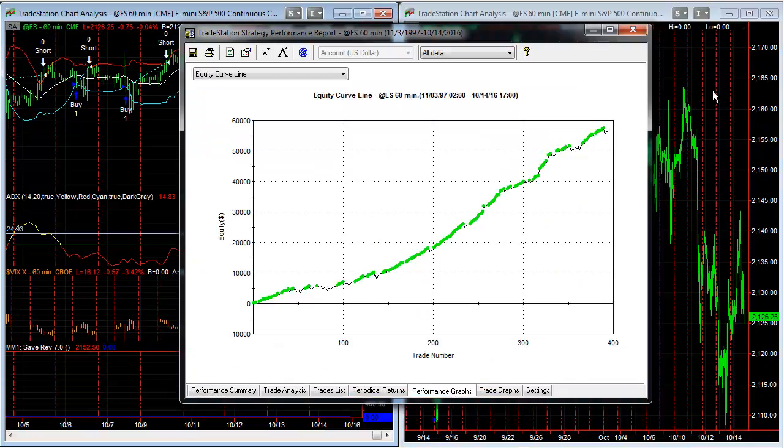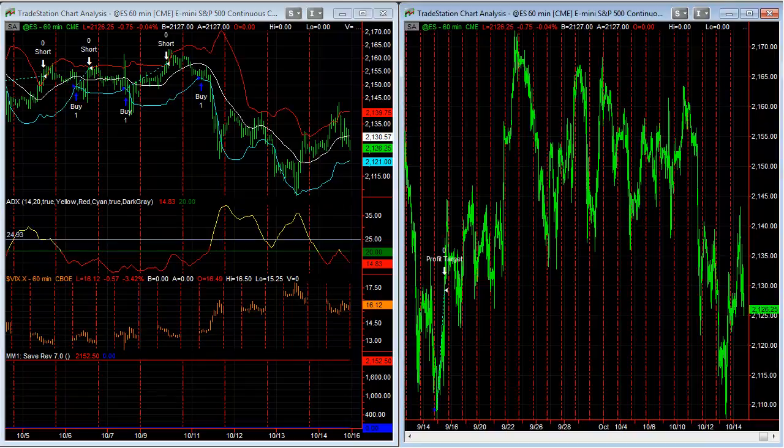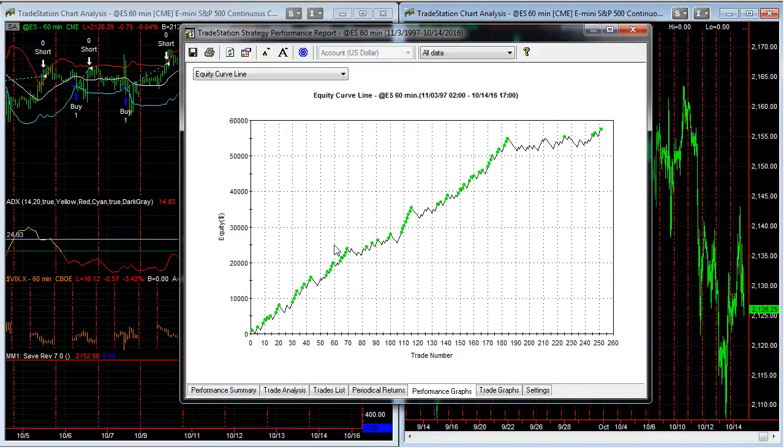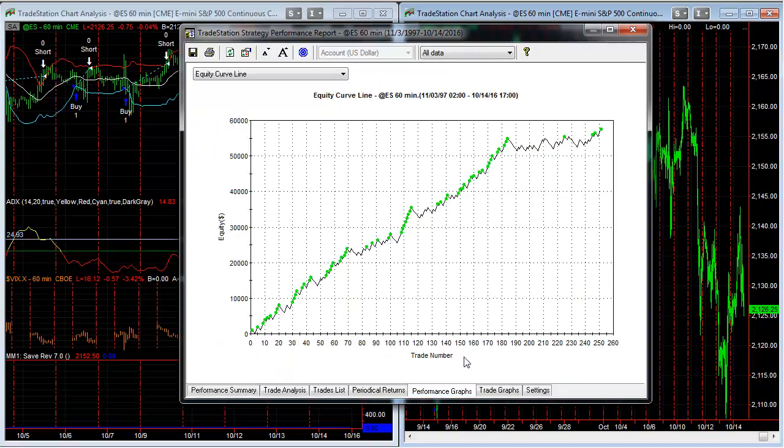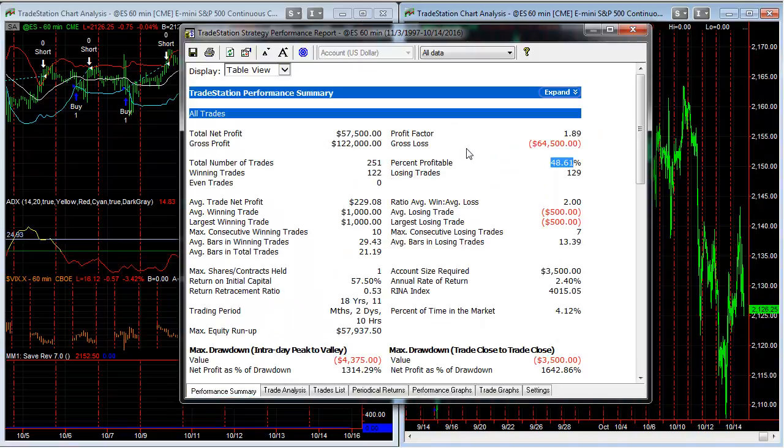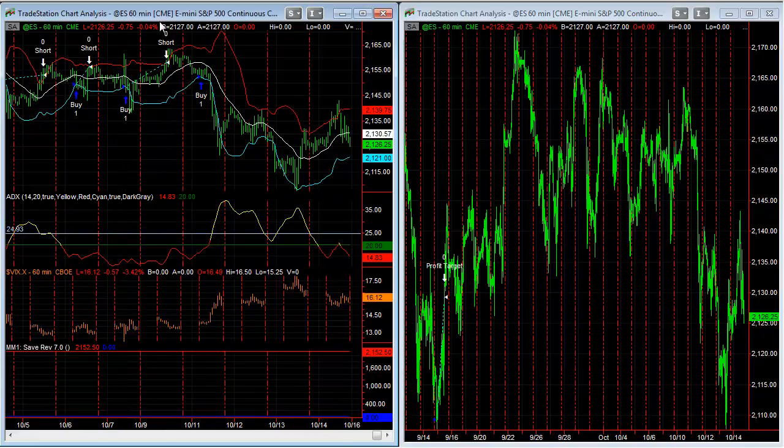Here's the equity curve, strategy on the right. Sometimes this goes away, so you have to turn it off and back on. The strategy on the right trades more and has a stop loss and a profit target. So you see this sort of scenario: 43.75 drawdown, 251 trades, 229.08 average trade profit, 1.89 profit factor, 48.61% profitable. And again, here's the equity curve, and it's currently making equity peaks. So this is one way you take advantage of an equity curve like this on a strategy like this.